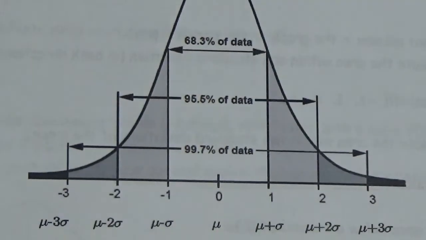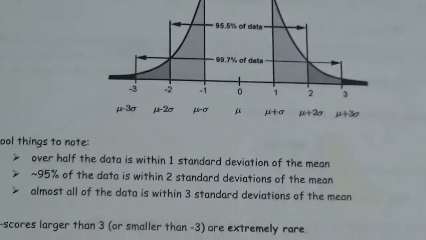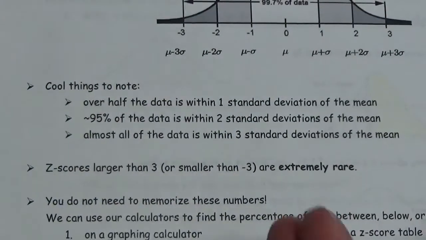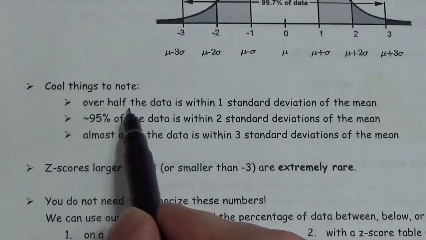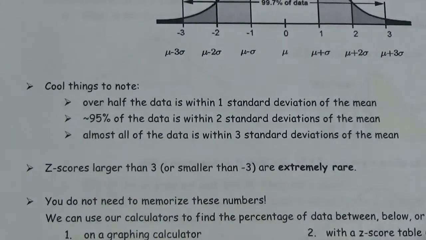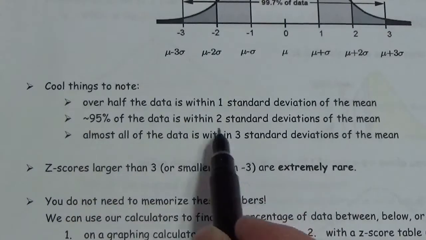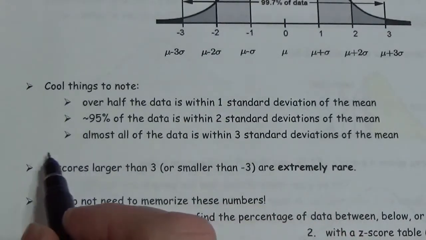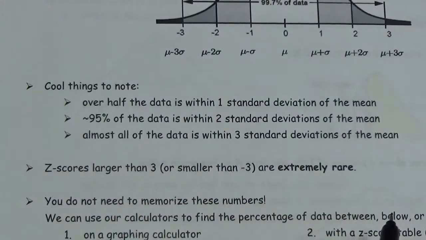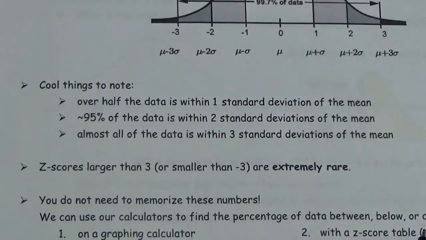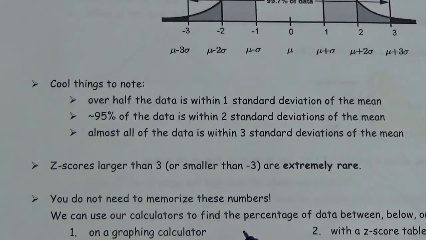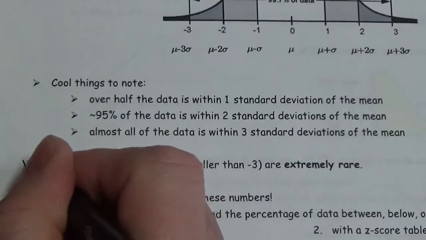Okay? So let's zoom out again. So here we go. So some things to notice here. Over half the data is within one standard deviation of the mean. Yep, 68%. Almost 95% is within 2 standard deviations, and almost all of it is within 3, which is what we were getting at. Z-scores larger than 3 or smaller than -3 are very rare.